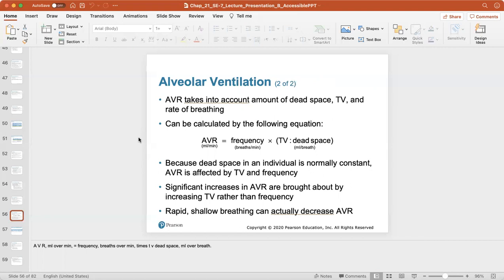respiratory technicians needed to measure how the lungs are functioning. So these respiratory volumes were used a lot to measure the respiratory volumes of the lungs.